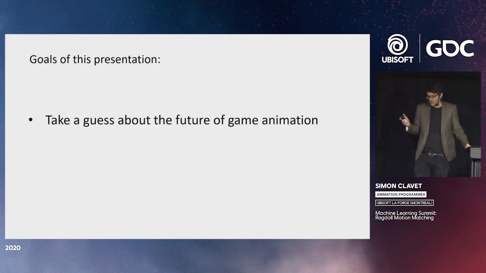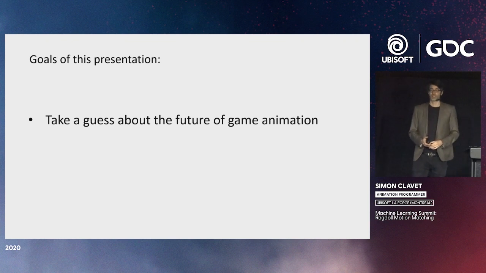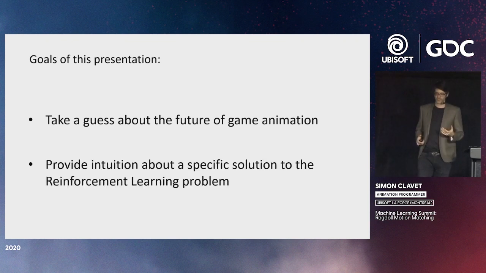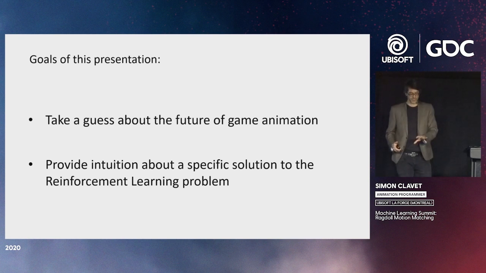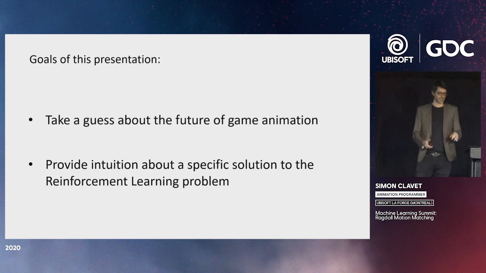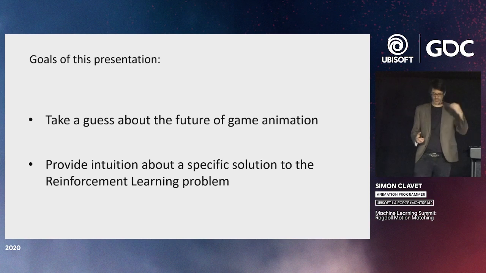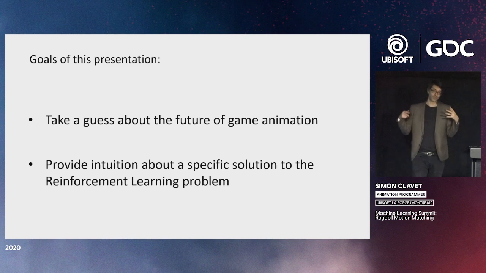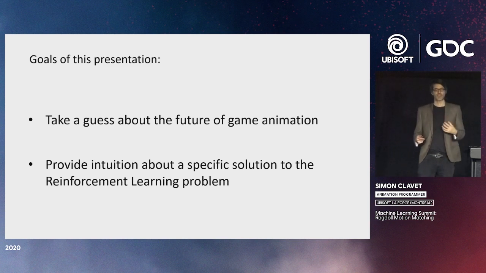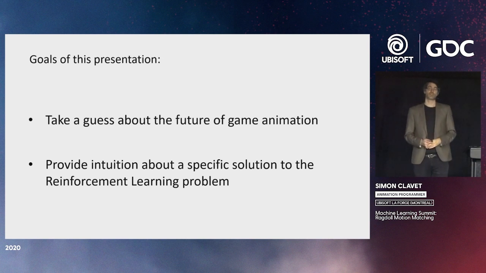There's two goals. I guess my first goal is to take a wild guess about where game animation might be going in the future. The second goal is to provide intuition about a specific solution to the reinforcement learning problem. The reason for that is because reinforcement learning is a big part of what makes this possible, and I think it's a good idea to get a good intuition behind this specific equation. So we're going to actually go deep and find an equation that you can actually get a feeling for. That's useful and that's very general and really fun and beautiful, I think.